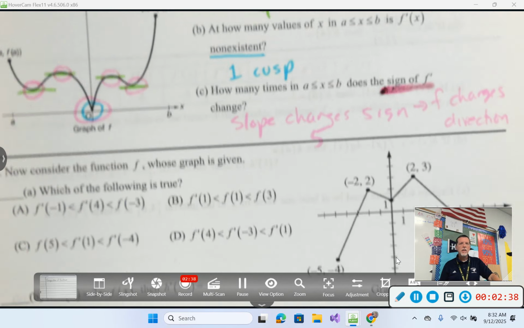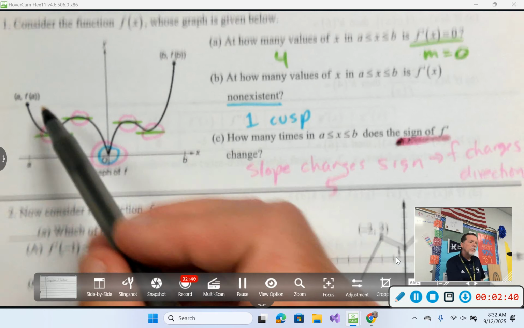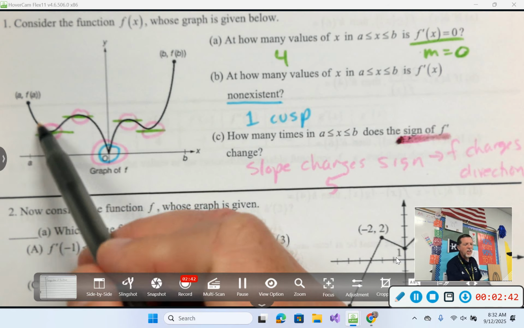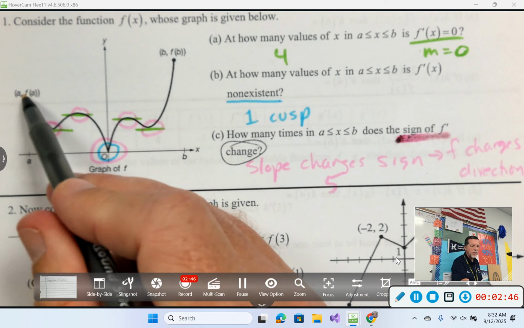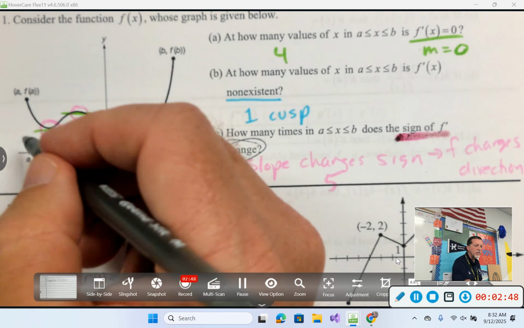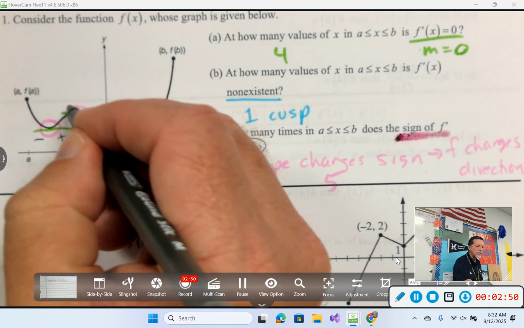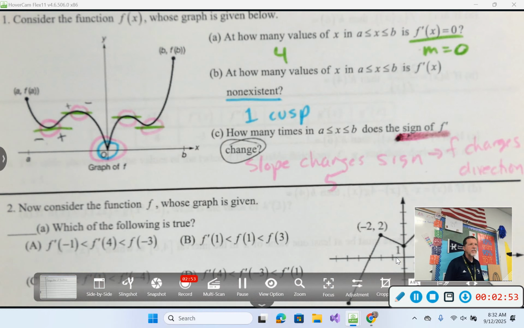So you don't count the one that it starts? You don't count the one that starts because it hasn't changed. Right? How many times has it changed? It starts negative, but it hasn't changed yet until it changes from negative to positive, positive to negative, and so on.